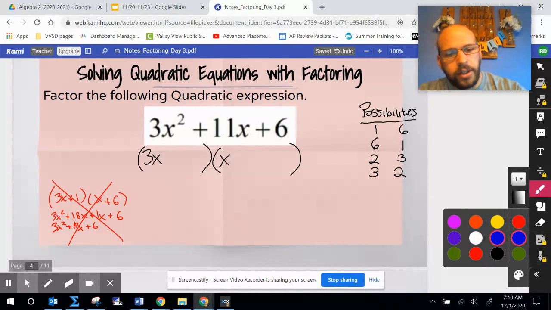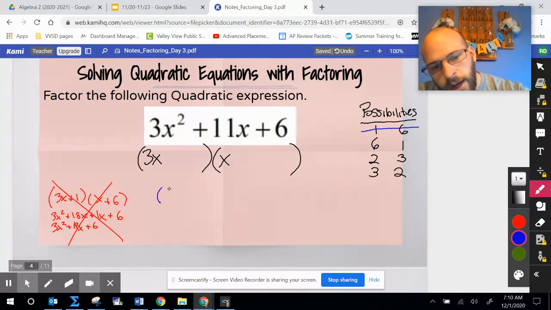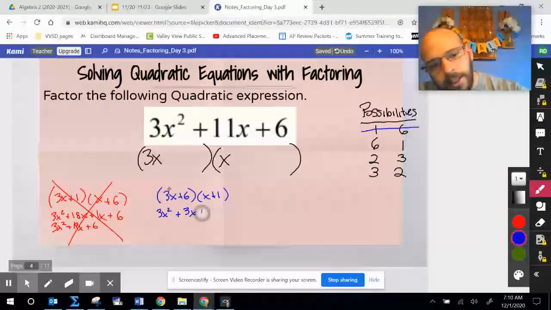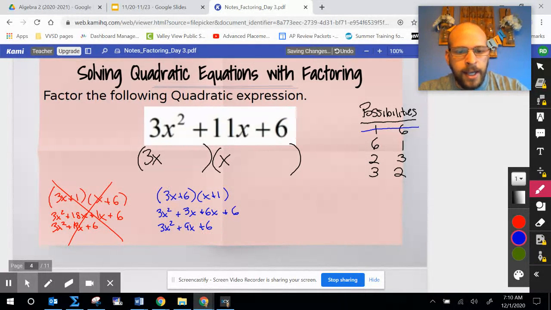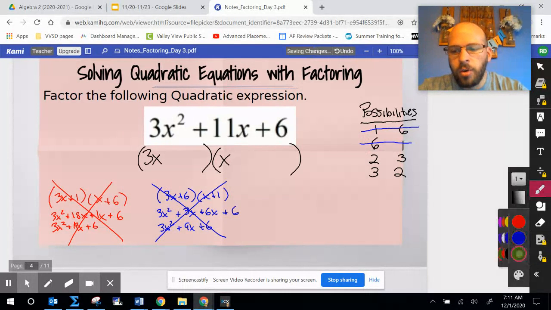So I'm going to try the next one here. I'm going to cross that off the list. I'm going to do now 3x plus 6, x plus 1. 3x times x is a 3x squared. 3x times 1 is a 3x. 6 times x is a 6x, and 6 times 1 is a 6. If you combine terms in the middle, that gives me a 9x. That is not what I wanted. I wanted an 11, so I cross that next one off, and I keep going.